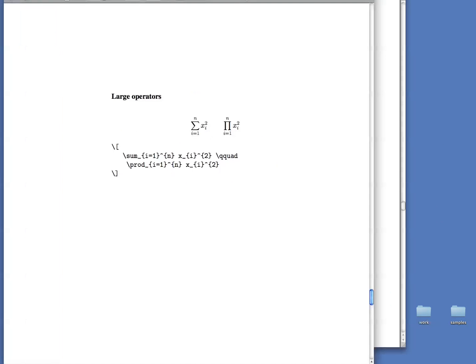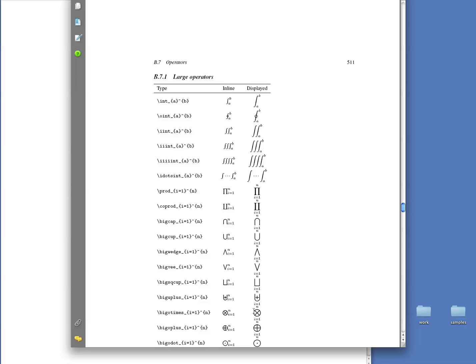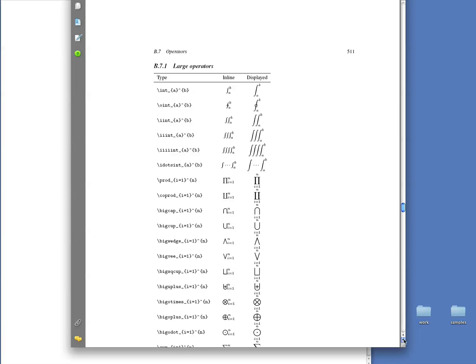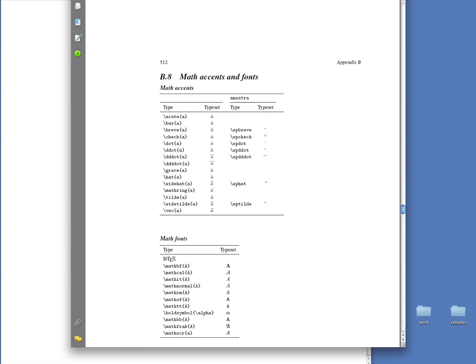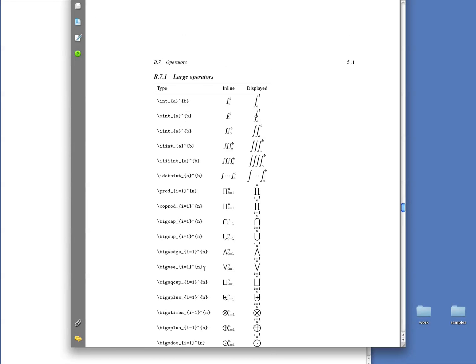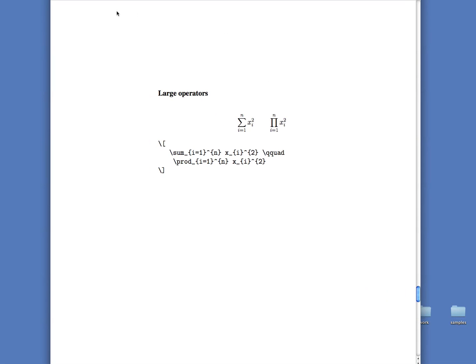And there are a whole bunch of them in LaTeX, which are shown in Appendix B7.1. You see there is a whole bunch of them, a whole bunch of integral operators and complicated products and unions and intersections and meets and joins and fancy ones that you would want to use. Remember that if you need a construct like that, look it up in the appropriate appendix to see which ones are available to you.